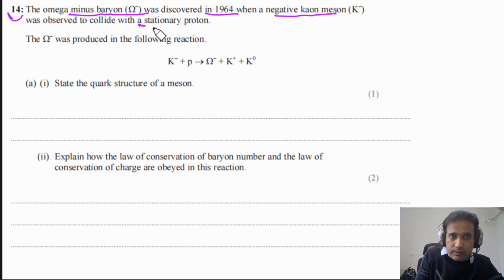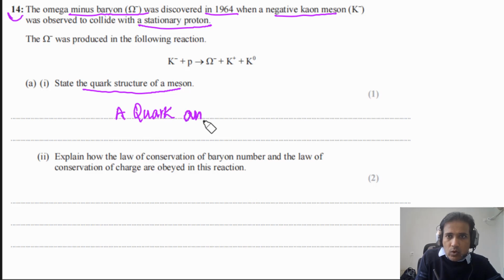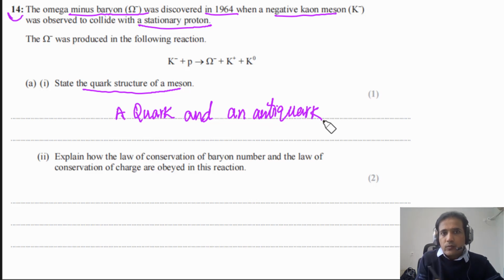Question 14 says the omega minus baryon was discovered in 1964 when a negative pion meson was observed to collide with a stationary proton. The omega was produced in the following reaction. The omega minus equation is given to us. We need to state the quark structure of a meson. A meson consists of a quark and antiquark. So simply we can say a quark and an antiquark. This is the structure of a meson.